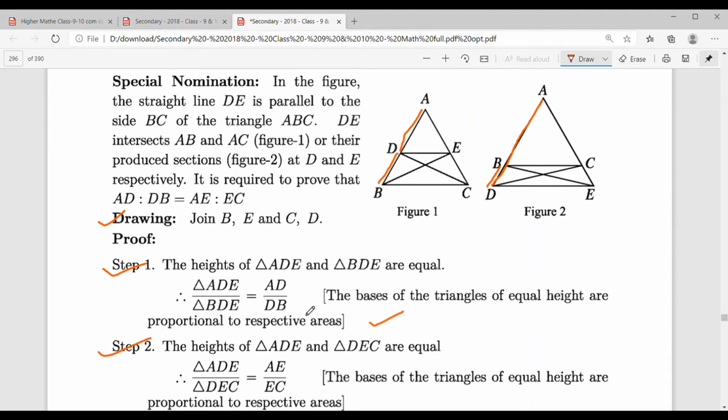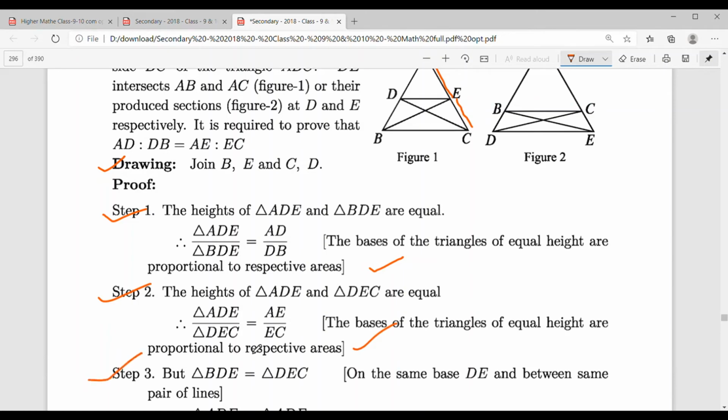Now step 2. The height of the triangle ADE, if we take AE as base, and triangle DEC, if we take EC as base, then their heights are the same. So from geometric proportion 1 you can say that area of the triangle ADE divided by area of the triangle DEC is equal to AE by EC.